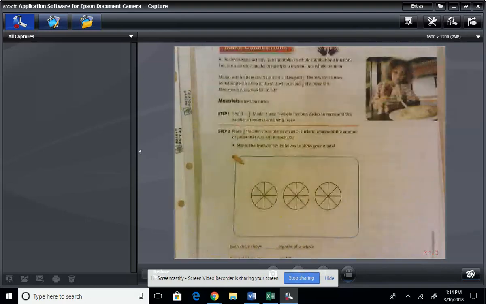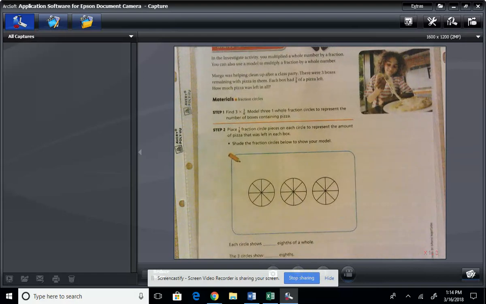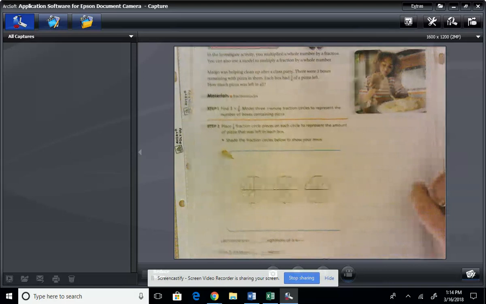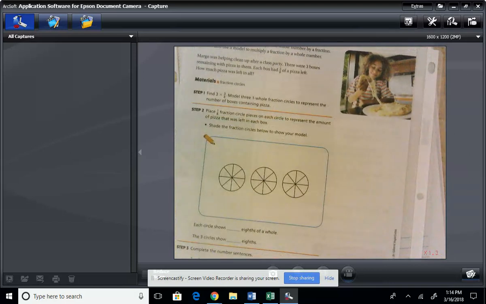So let's do the steps now. In the investigation, you multiply the whole number by the fraction. You can also show a model to multiply a fraction by a whole number. So before we had a whole number times a fraction, but does it matter when we're multiplying? We know multiplying is a commutative property, so does it matter? Is my answer any different? Well, let's check.